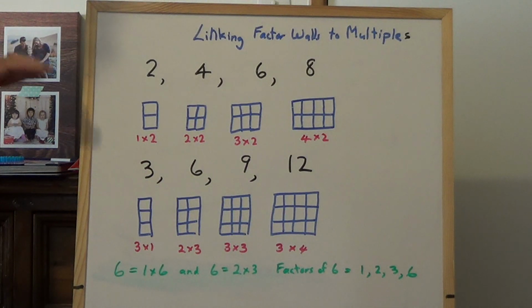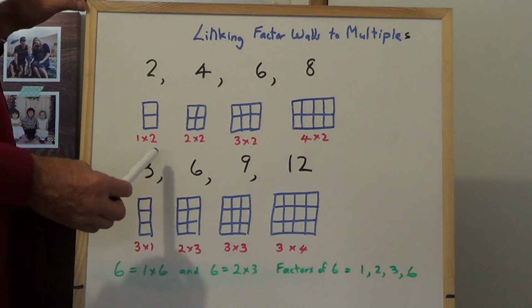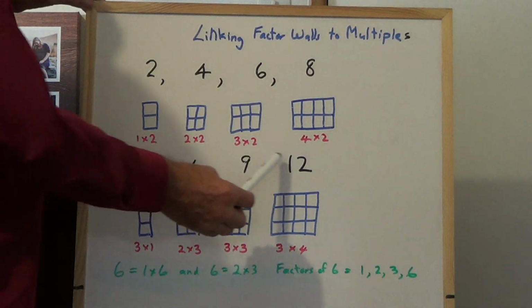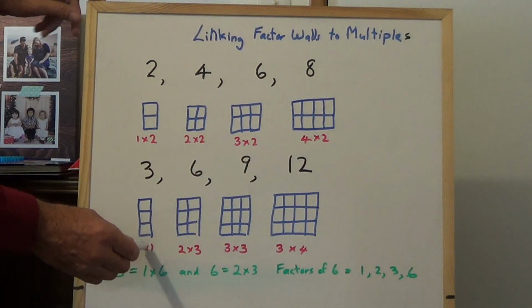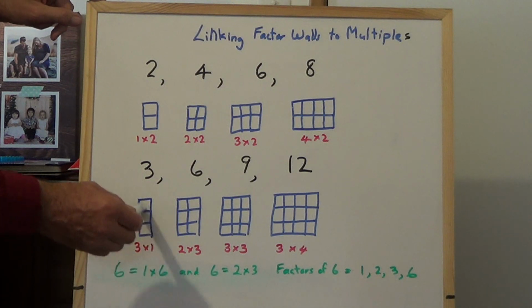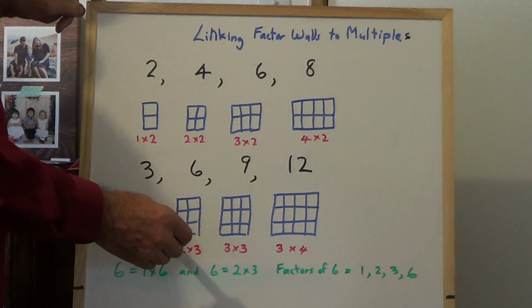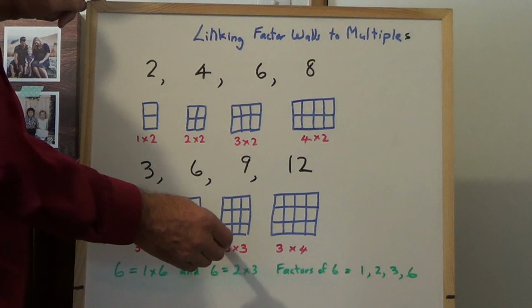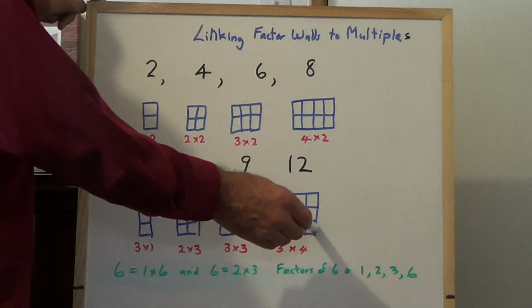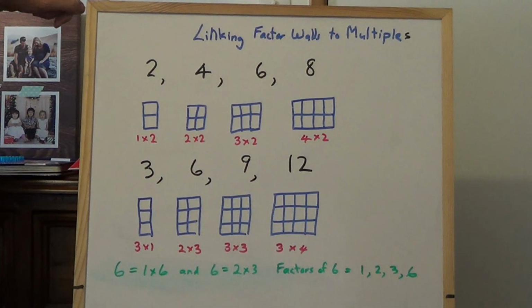Now let's go to the factor walls associated with the multiples of 3. The first 4 multiples of 3 are 3, 6, 9, 12. Now the first one is 3 high and 1 wide. Second one is 3 high and 2 wide. That's 3 wide, and that's 4 wide, and they're all 3 high.